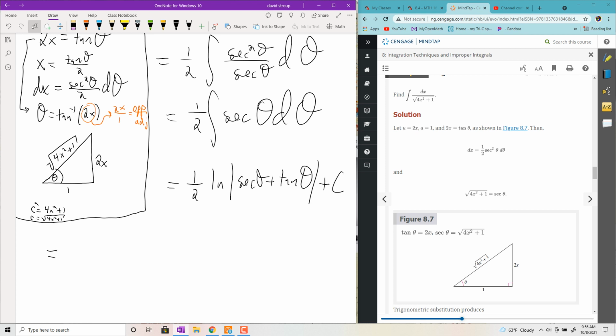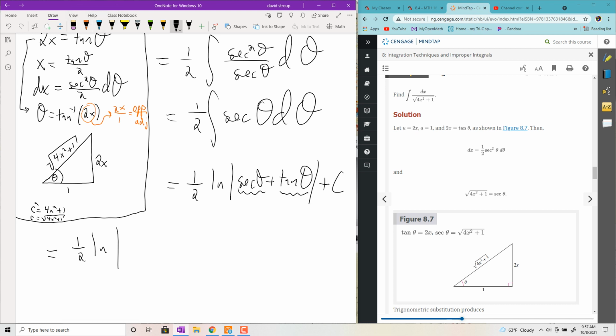Okay, you would maybe have to look that up in a book. So it'd be 1/2 ln, and then I go back to the triangle to simplify this and this. Okay, so first doing secant. On the triangle, secant is what? It's 1 over cosine, so that's going to be hypotenuse over adjacent.